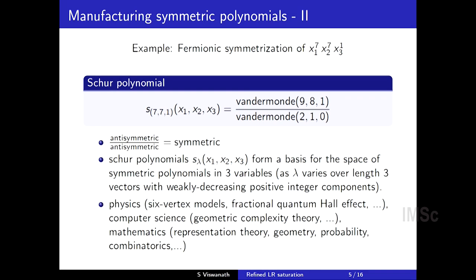These actually appear all over the place. They're ubiquitous in mathematics: they appear in representation theory, geometry, probability, combinatorics, and tons of other areas. They also appear in physics, and I've listed a couple of things. They occur in what are called 6 vertex models, and in the fractional quantum Hall effect, and certain generalizations of these. They occur in computer science, in geometric complexity theory, for instance.